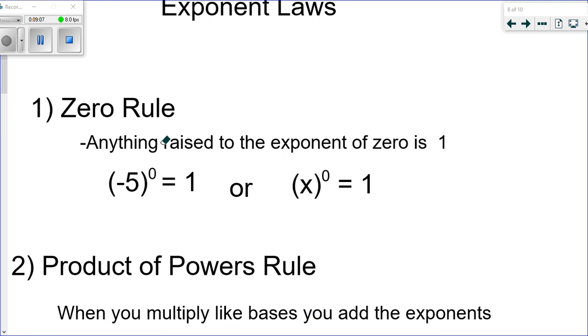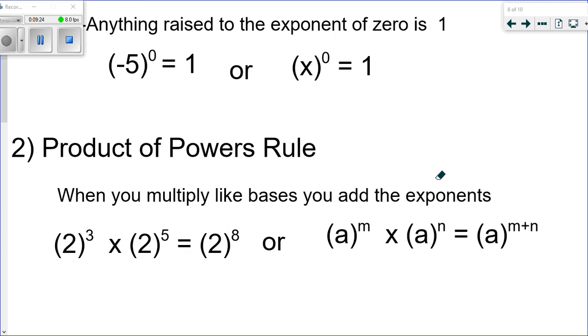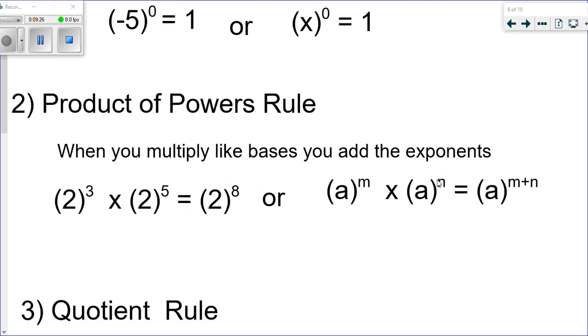So the zero rule, anything raised to the exponent of 0 is 1. Negative 5 to the exponent of 0 is 1, or x to the 0 is 1, anything. Remember, be careful with this rule. Sometimes you can get an answer of a -1 depending on what your base is. The product of power rule. When we multiply like bases, you add the exponents. So 2 to the 3rd times 2 to the 5th is going to be 2 to the 8th.